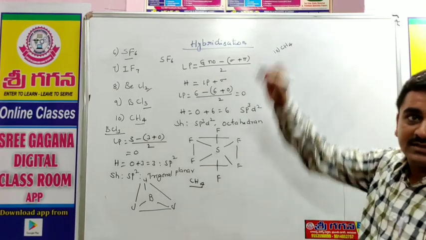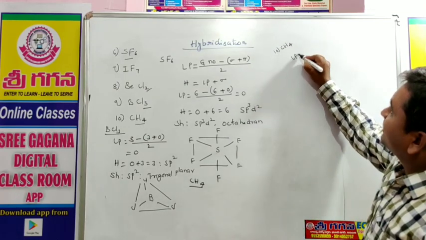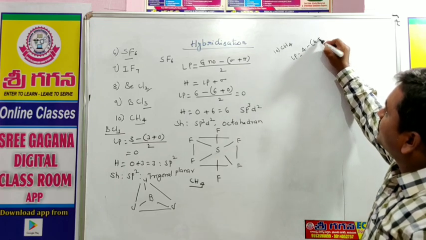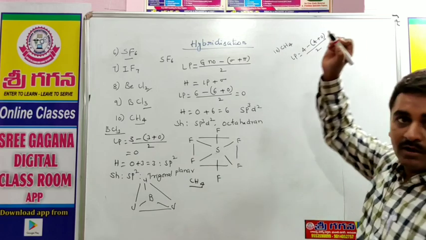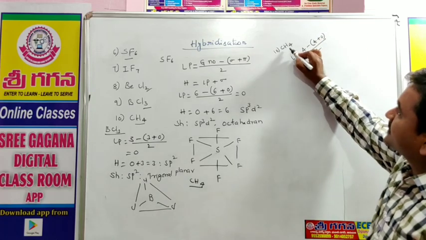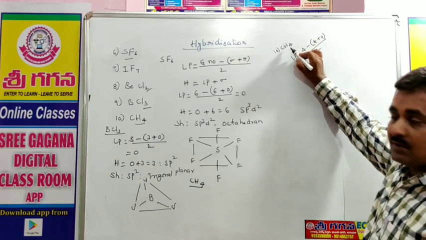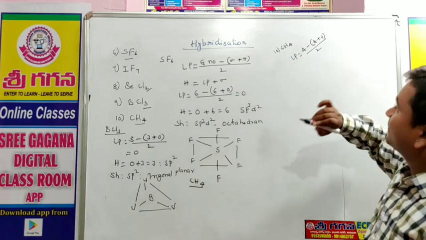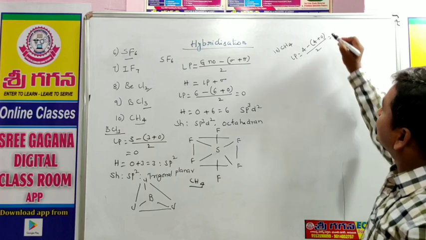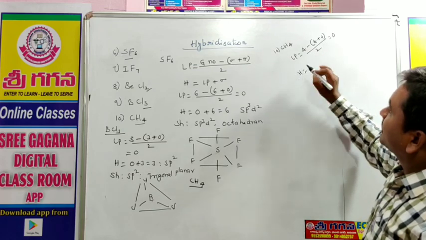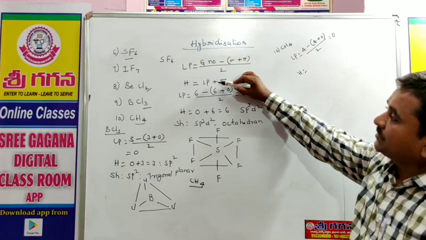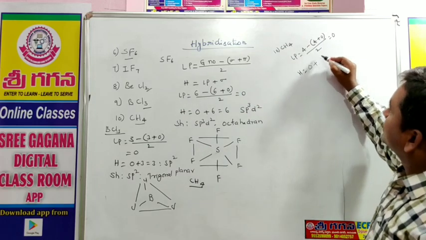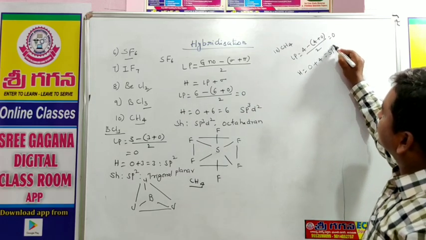Let us find hybridization in CH4. First find lone pairs of electrons: carbon group number 4, sigma bonds 4, pi bonds 0 by 2. How do you find sigma bonds? Each hydrogen atom will form a single bond with carbon. So 4 hydrogens form 4 sigma bonds. We will get 0 lone pairs of electrons. And to find hybridization, we have to add lone pairs of electrons and sigma bonds. Lone pairs 0, sigma bonds 4, we will get sp3.